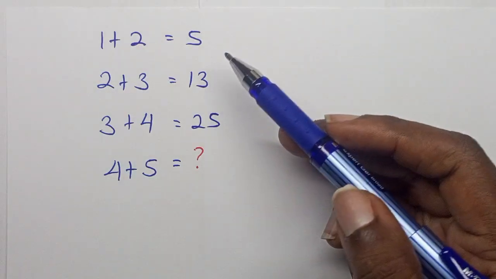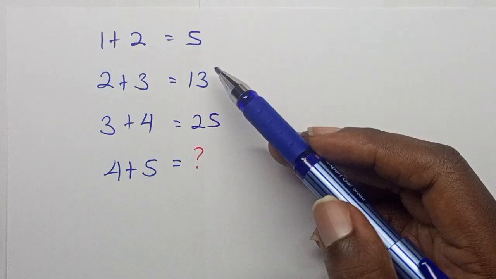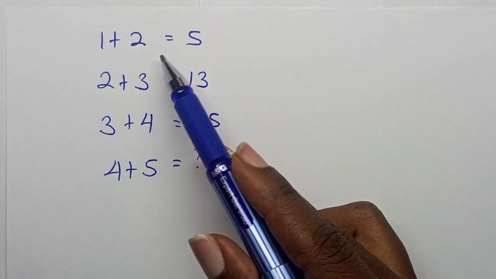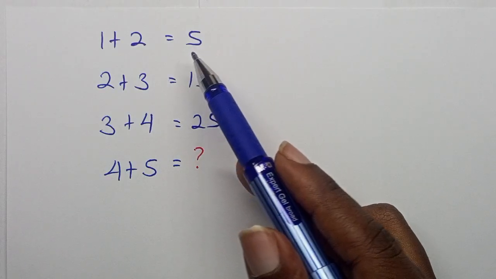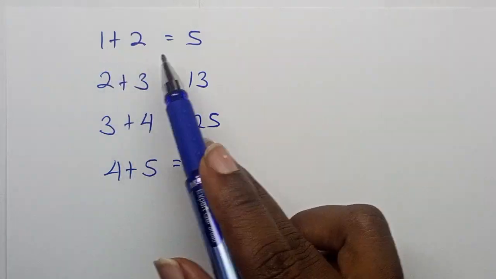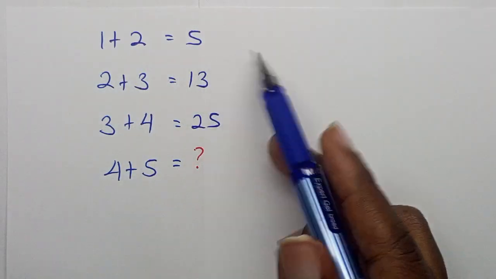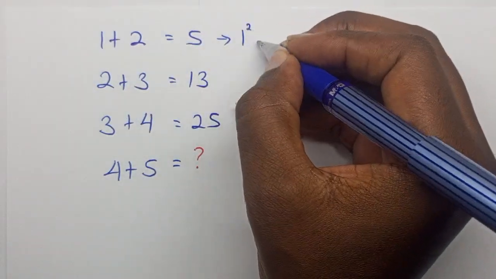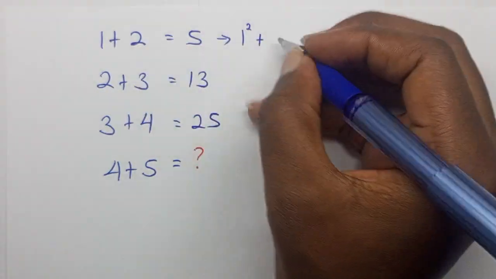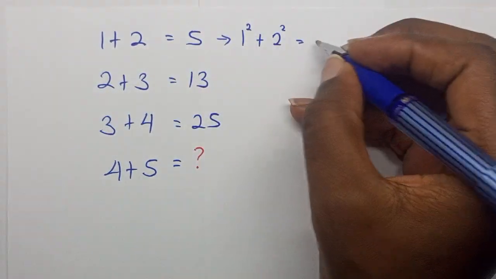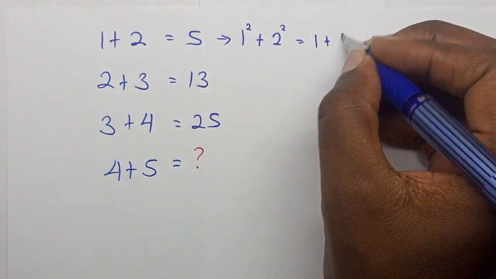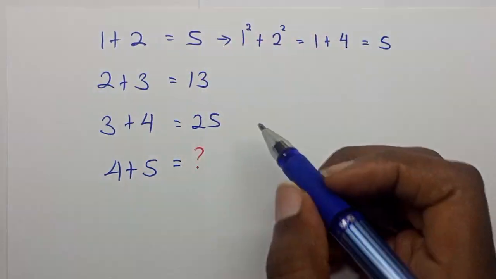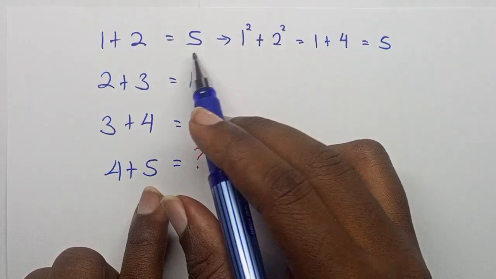Okay, so assuming you've commented your answer, we have 1 plus 2 here. We know that 1 plus 2 is 3. It's not 5. Here we have 5. So what shall we do? How can we manipulate these figures so that we get 5 here? Actually, if you square the 1 and also square the 2, what do you get? 1 squared is 1. 2 squared is 4. 1 plus 4, this gives us 5. So this comes back to what we're given, which is 5.